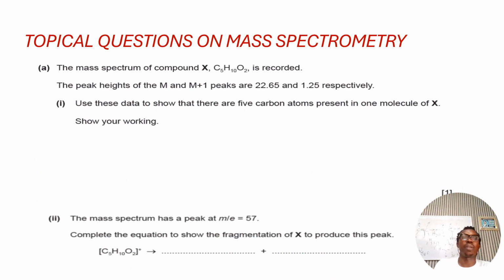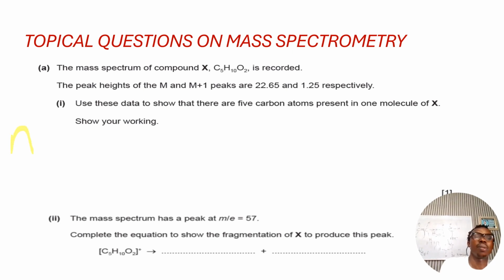So this is another question before us. The mass spectrum of compound X, C5H10O2, is recorded. The peak heights of the molecular ion and the molecular ion plus 1 peaks are 22.65 and 1.25 respectively. Use the data to show that there are 5 carbon atoms present in one molecule of X. So what they are asking is for you to calculate the number of carbon atoms. Since there are carbon-13 isotopes present, you have to calculate the number of carbon atoms. You are given the abundance of the molecular ion plus 1 and the abundance of the molecular ion. So you use your formula.